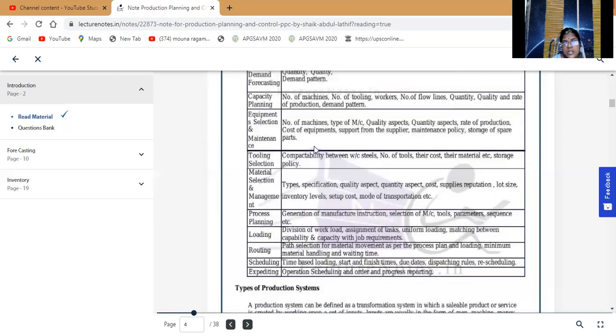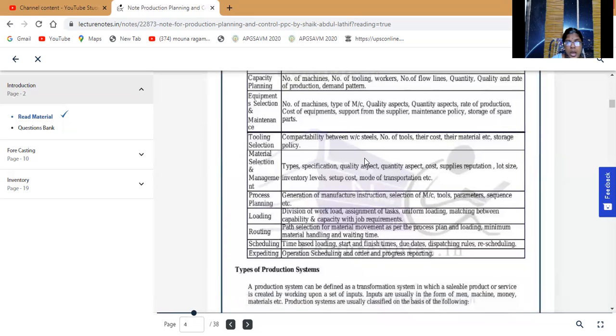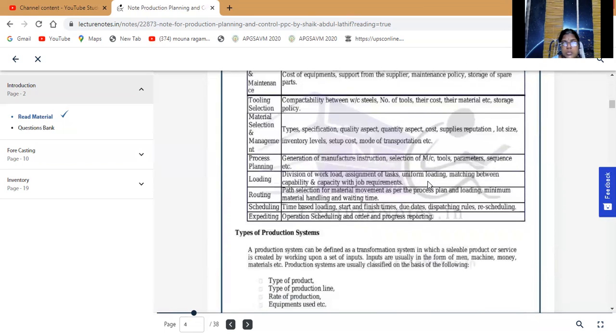And next, tooling selection: how to select the tool. That includes compatibility between workpiece and tool, number of tools, their cost, their material, etc., and storage policy. And next, material management: the types, specification, quality aspect, quantity aspect, cost, supplier reputation, lot size, inventory levels, setup cost, and mode of transportation, everything in material management. And then process planning: generation of manufacturing instructions, selection of machines, tools, parameters, sequence, etc.